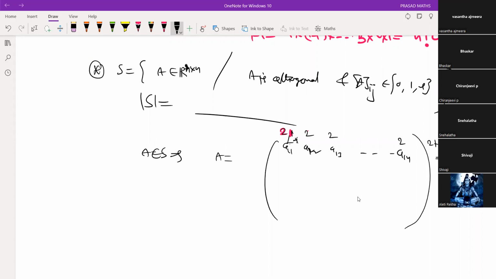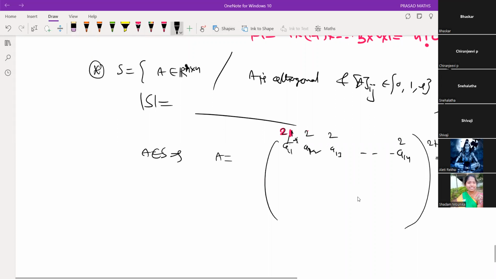Look at the first row. In how many ways can the first row be filled by using these entries 0, 1, minus 1 in such a way that A is an orthogonal matrix? So 2 power n only. It is not multiplication. Remember, it is not multiplication. 2 plus 2 plus 2 plus 2 plus 2. Now, what is this? 2 power n? 2n into 2? n into 2, right?